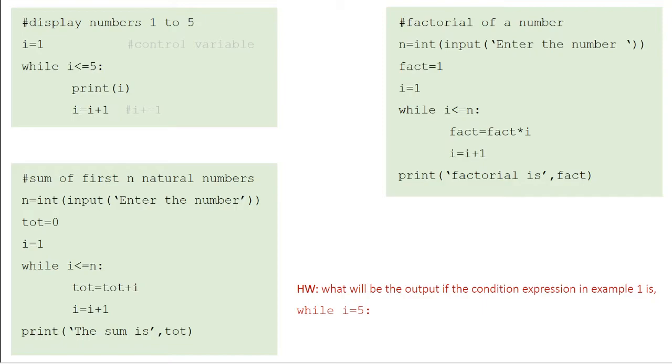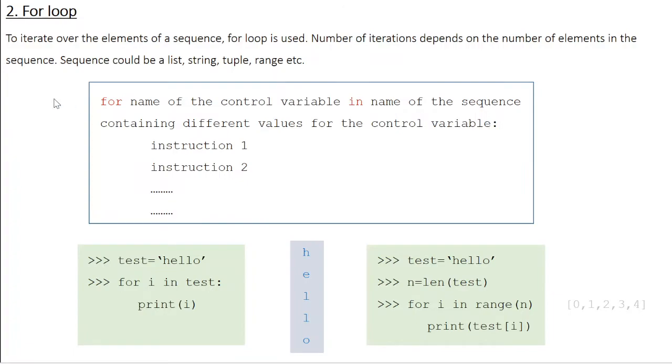So that's about the while loop, and the second type of loop is known as the for loop. Here the iteration is done over the elements of a sequence, and the number of iterations depends on the number of elements in the sequence. And the sequence could be anything. It could be a list, a string, a tuple, or a list created using the range function. As we have discussed earlier, range creates a list of integers.